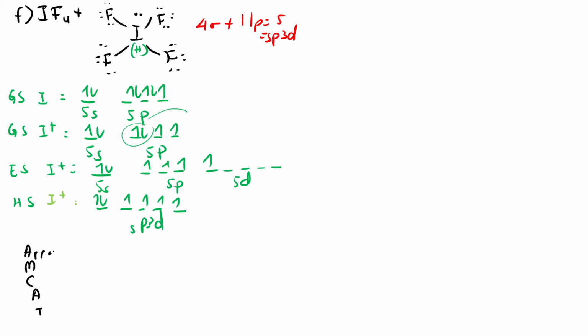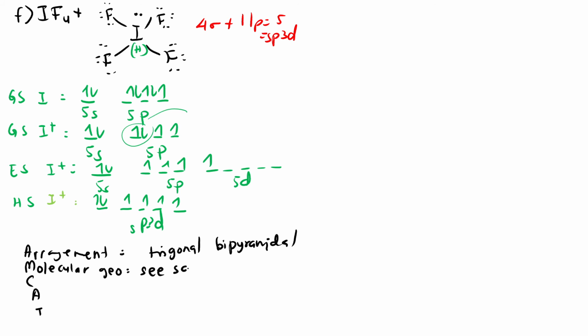So arrangement trigonal bipyramidal because dia ada 5 pyramidal. Molecular geometry, ada satu lone pair, so dia akan jadi 1, 2, 3, 4, 5. Seesaw plus AB4E angle less than 120.